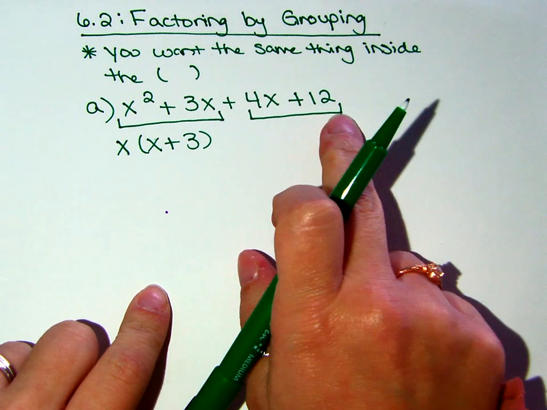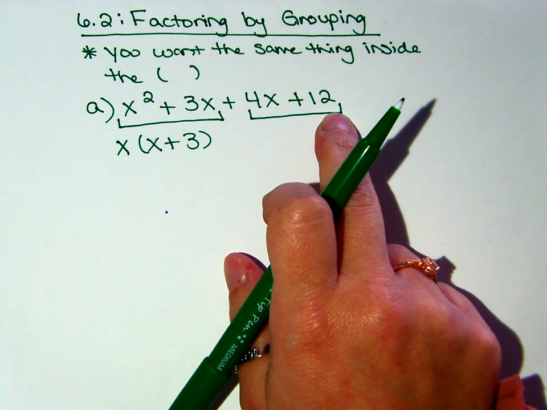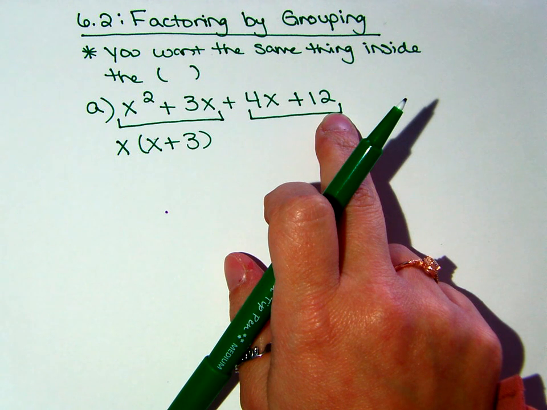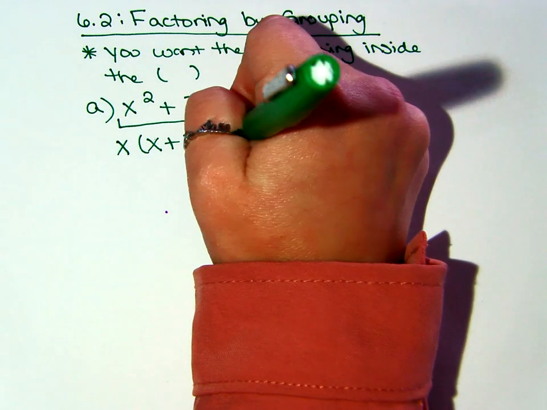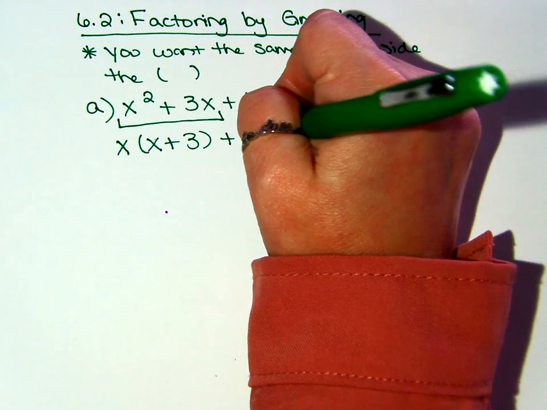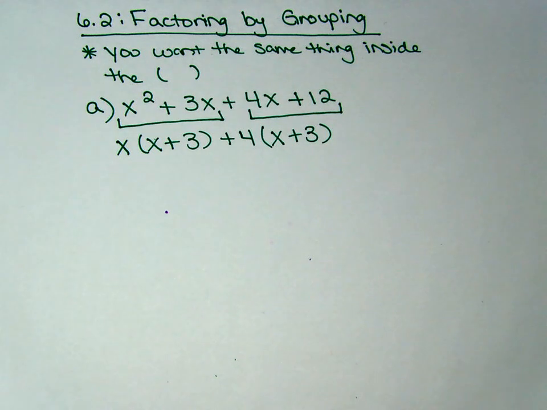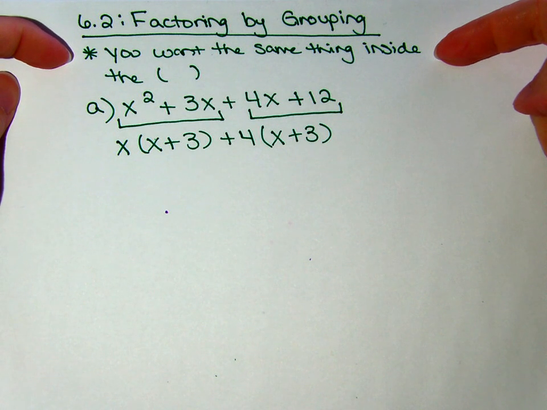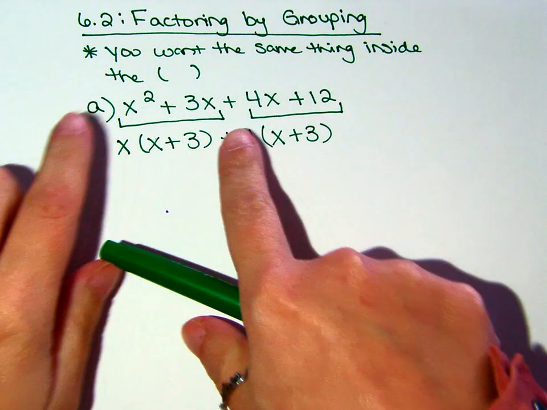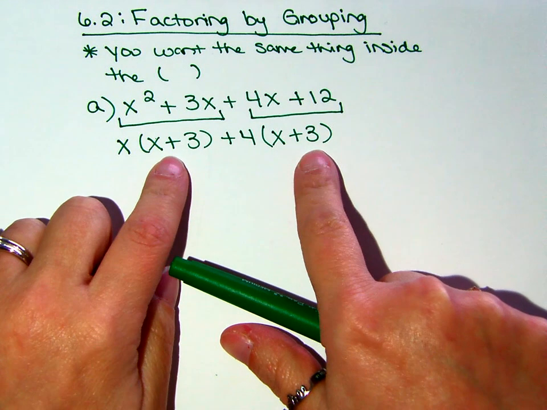And then you go to your second pairing. I have a 4x plus 12. What do these have in common? Yeah, 4. I can pull a 4 out, and again, that would leave me with what on the inside? An x plus 3. This is what my star note up here means. You want the same thing inside of your parentheses. So when you've pulled out what they have in common, you want the same thing inside the parentheses.